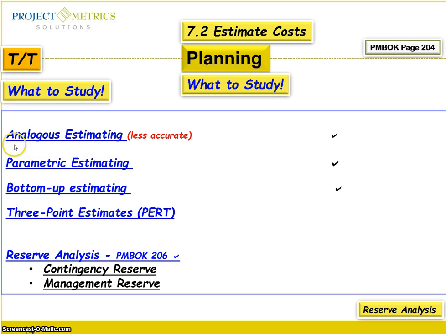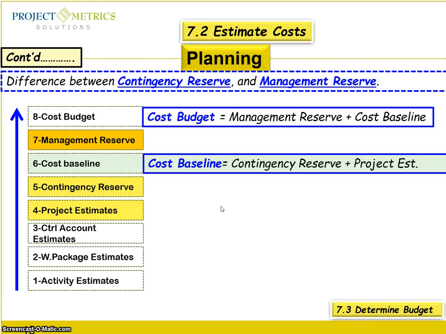I told you about the tool and technique: the analogous estimating, parametric estimating, bottom-up estimating, the 3-point estimate, which is called a PERT, and the reserve analysis. We have contingency reserve and the management reserve. The reserve analysis.